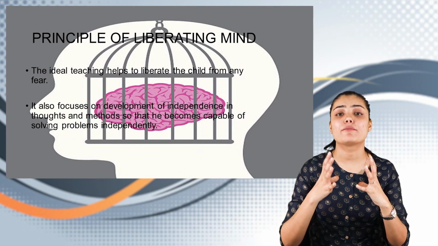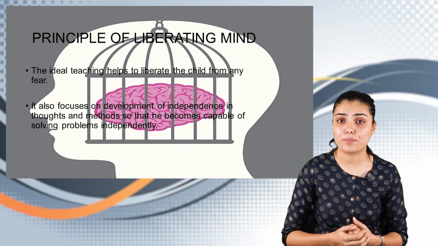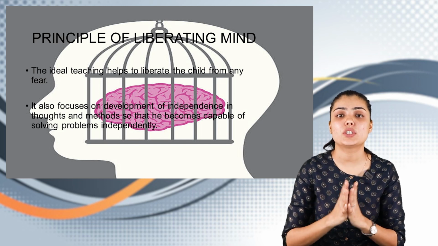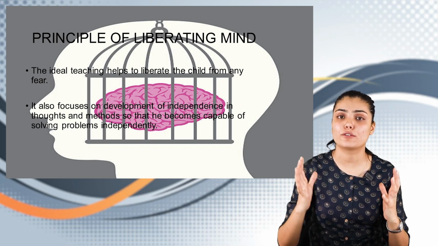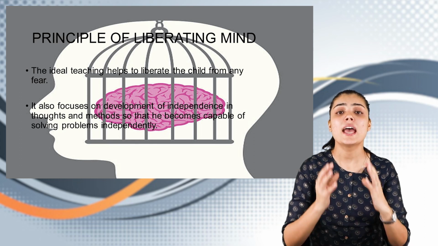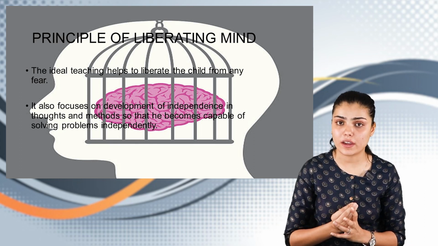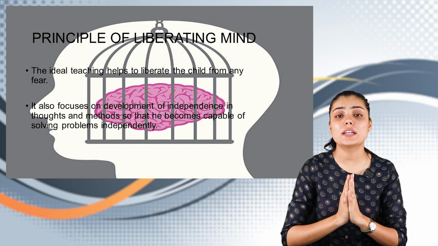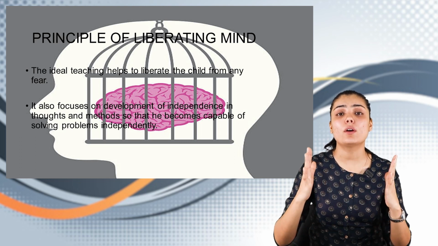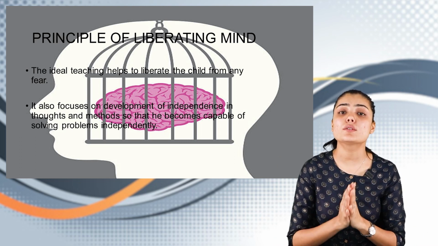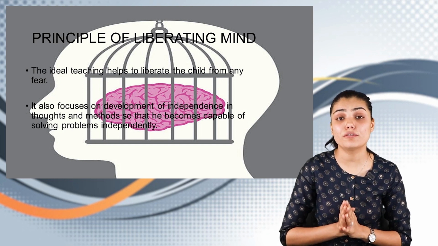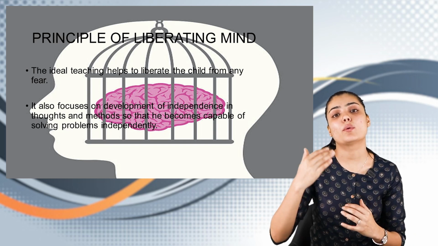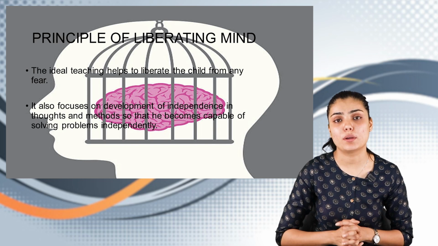And finally, we have the principle of liberating the mind. So, what does this principle say? Ideal teaching must help the child to liberate from any kind of fear if it exists. If the student has any kind of fear, the teaching must help the student liberate from that fear. The student must be free of fear. All right, and it also must focus on the independence of the students so that the students are able to carry out their own activities, make their own decisions, and solve their own problems in life.